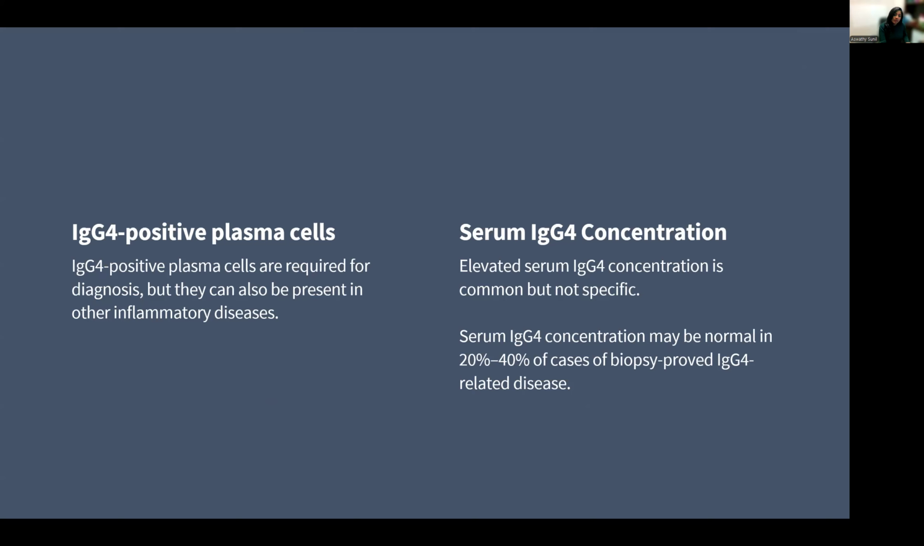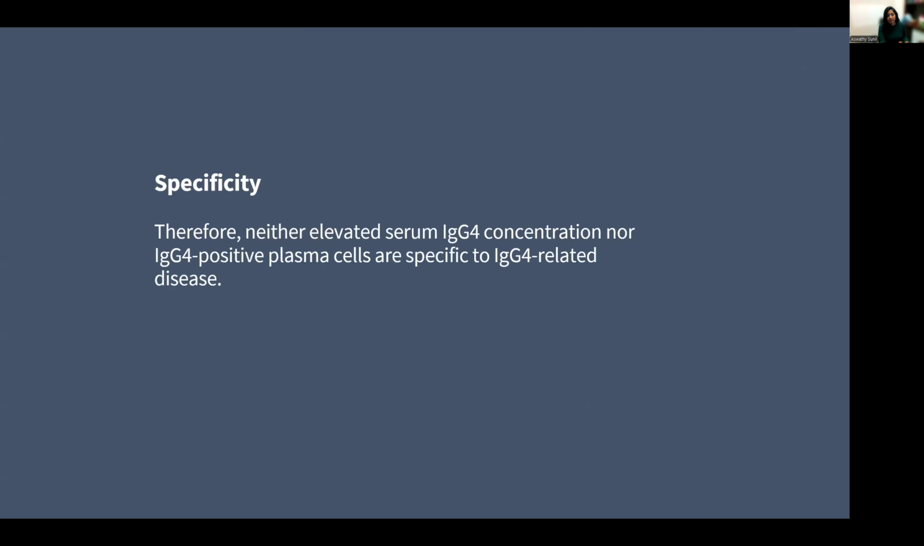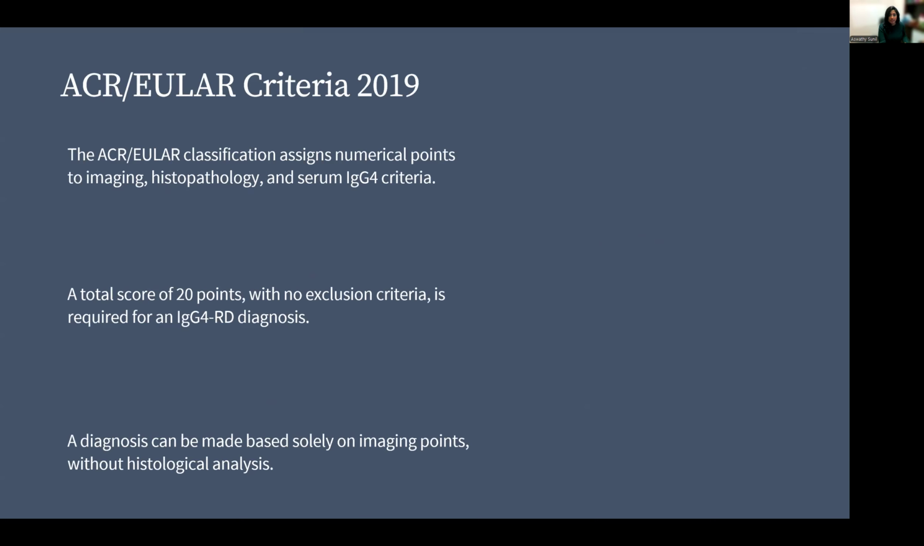IgG4-positive plasma cells are required for the diagnosis of the disease, but sometimes they can be present in other inflammatory conditions as well. Also, serum IgG4 concentration is often elevated in these conditions, but in 20 to 40% of cases, it can even be normal. So neither the presence of elevated serum IgG4 concentration nor IgG4-positive plasma cells are specific to the diagnosis of this disease.